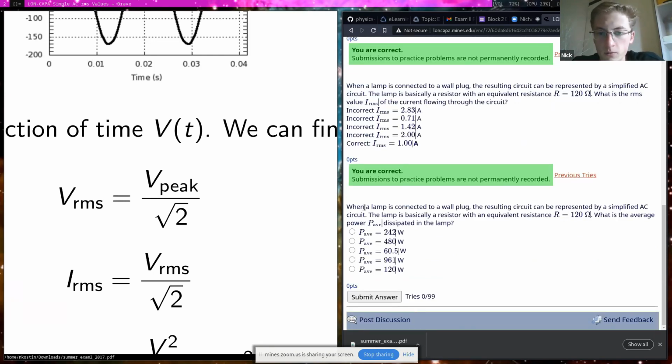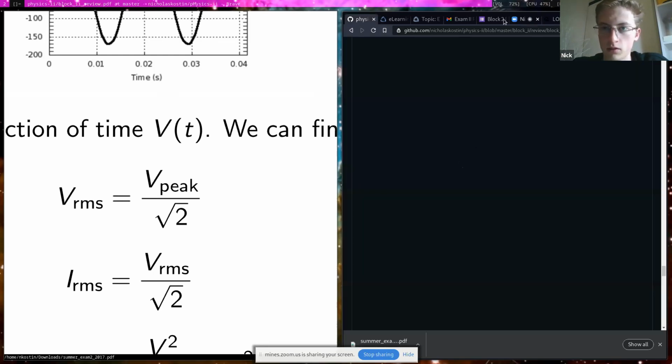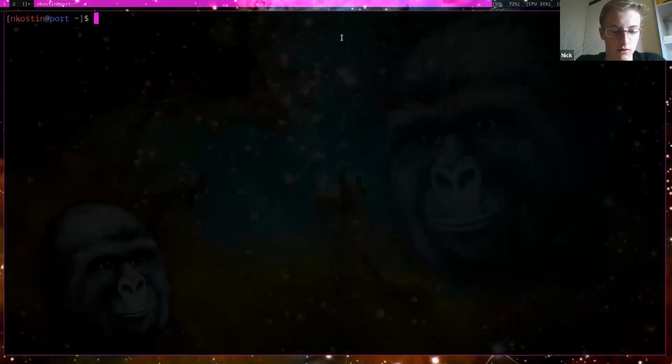All right. When a lamp is connected to a wall plug, same circuit. The lamp is a resistor. What is the average power dissipated in the lamp? Cool. So average power, that is going to be kind of like, let's see, do I have it up here? Nope, I don't want that slide. Give me a second to pull up the other.